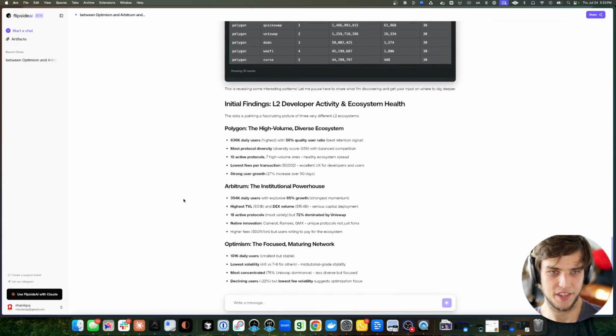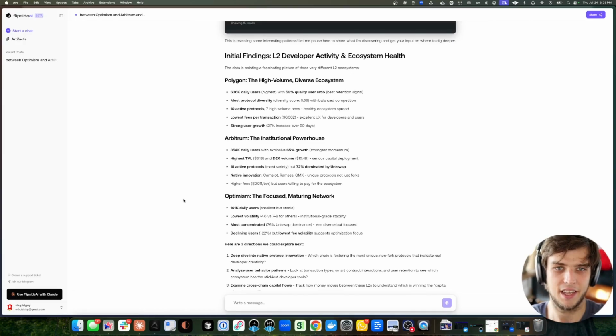Okay, let's look through these findings. Initial findings: Layer 2 developer activity and ecosystem health. The data is painting a fascinating picture of 3 very different L2 ecosystems. 636,000 daily users, the highest on Polygon with 59% quality user ratio. Most protocol diversity with balanced competition, 10 active protocols, 7 high volume ones.